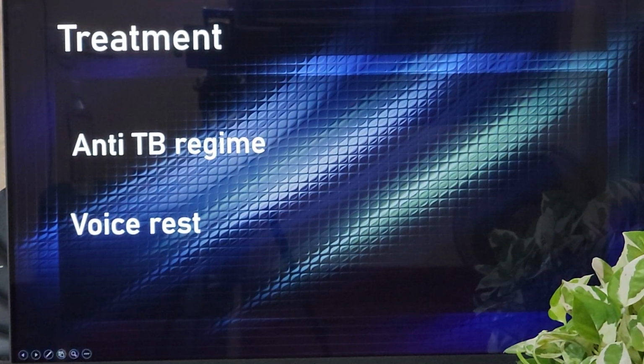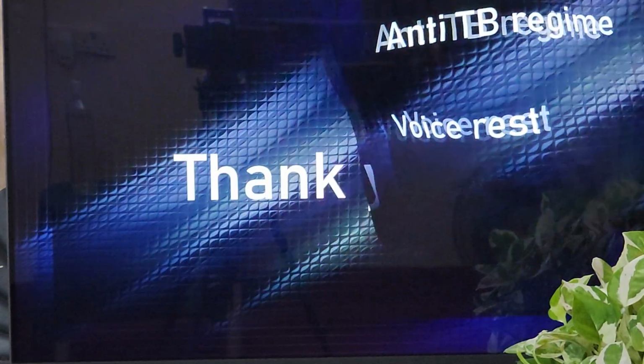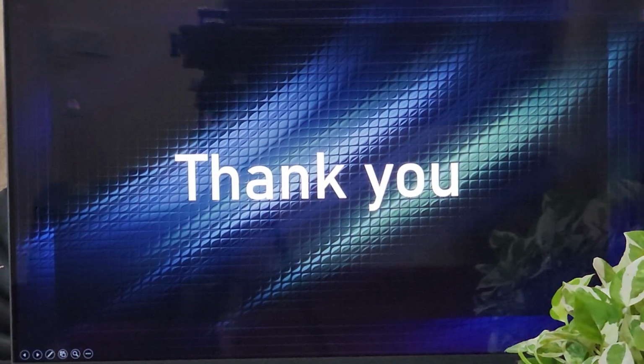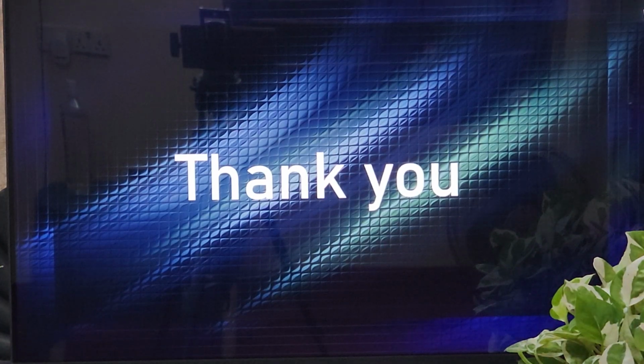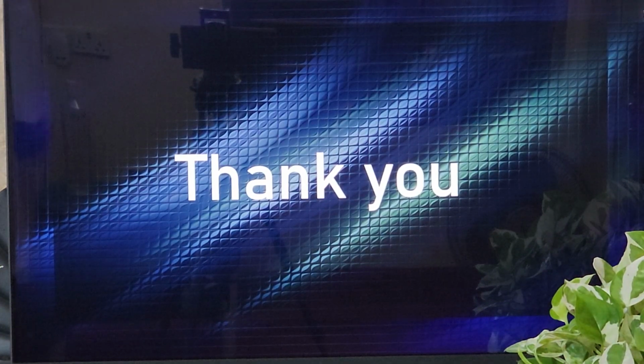One more most important point is that voice rest is very important, and you have to take a normal, balanced diet. Try to avoid oily foods, hot, spicy foods, and cold items. I'm repeating, voice rest is very important, and multivitamin tablets along with B complex will be given along with the anti-TB regime. So that's how we manage a case of TB laryngitis.